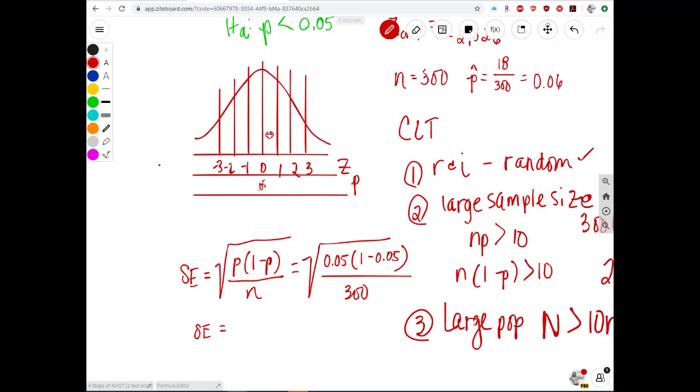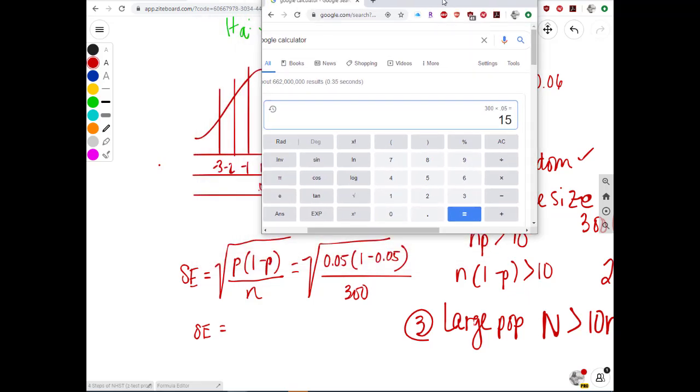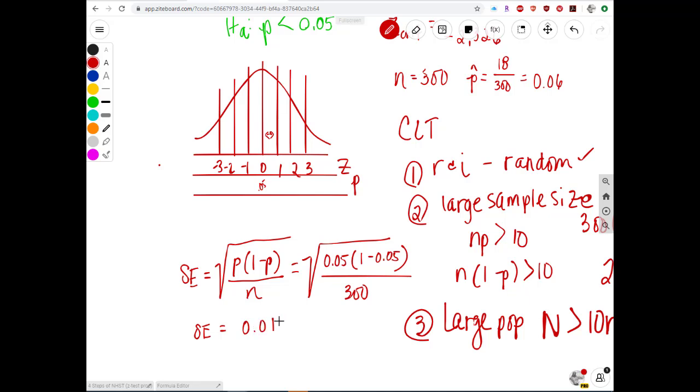And if I bring over my Google calculator, just put it right here, I've got, clear, I've got 0.05 times parenthesis 1 minus 0.05 close parenthesis equals, and I'm going to divide that by 300 equals, and then I'm going to take the square root of that number and get 0.012. So my standard error for this is 0.012. And I'm just going to go ahead and just say it's 0.1.